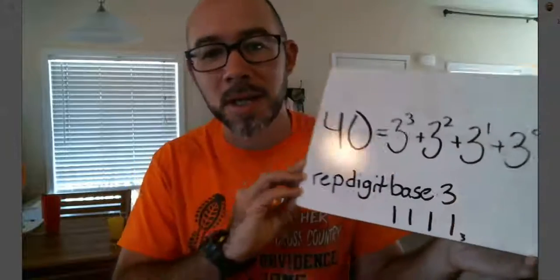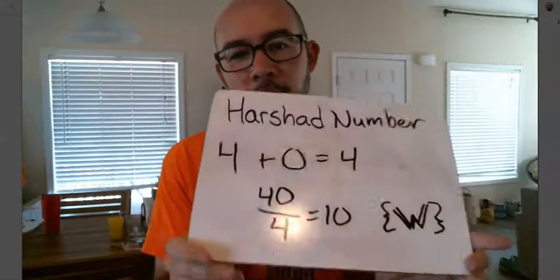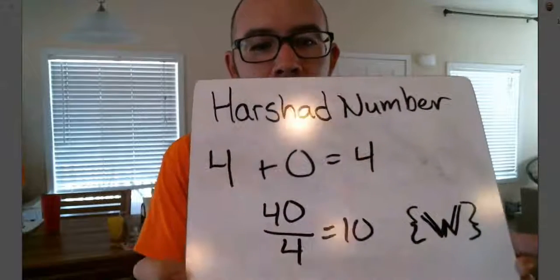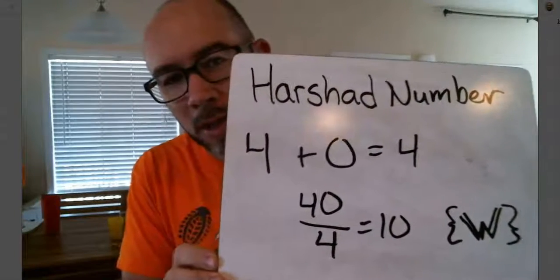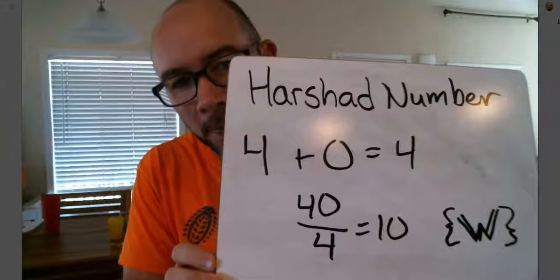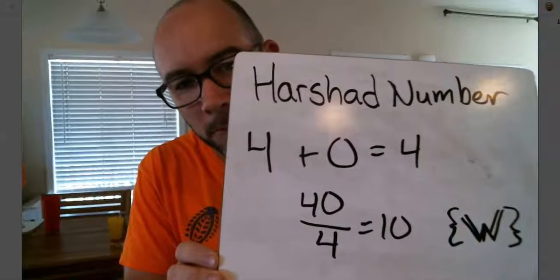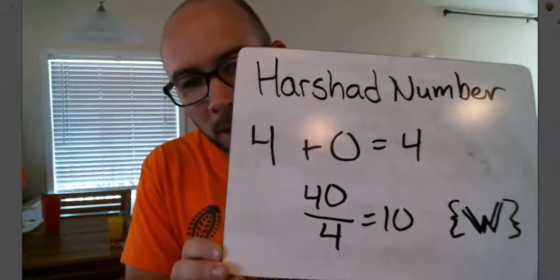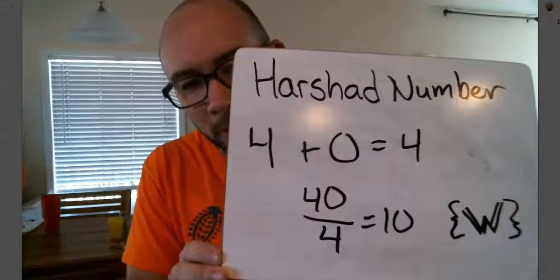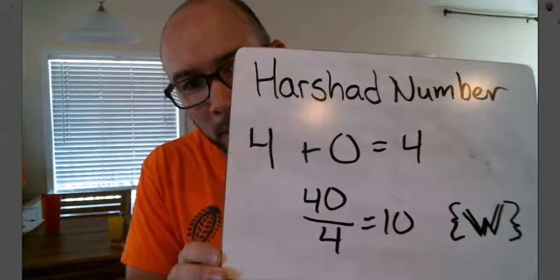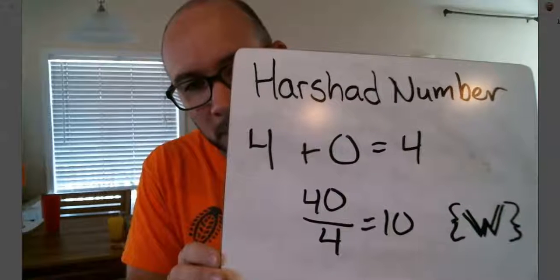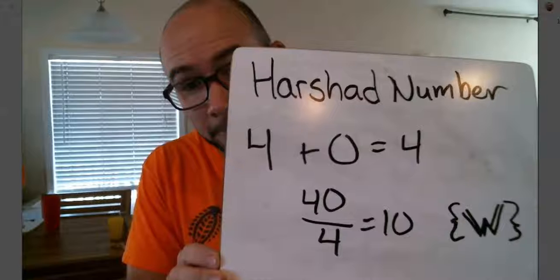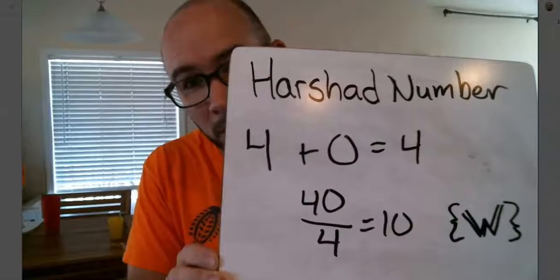Rep-digit base 3. Another property of 40 as a number is that it is a special class of number. It's called a Harshad number. With Harshad numbers, you take the digits of the number itself and you add them together. So 40 is 4 plus 0, which is 4. And then if you take your original number, 40, and divide it by the sum of its digits, and you get a whole number, that's called a Harshad number.